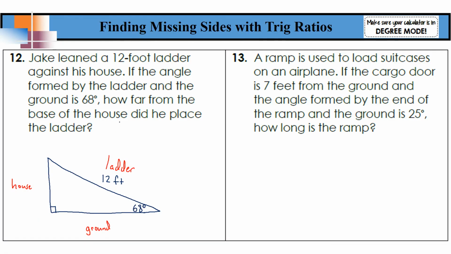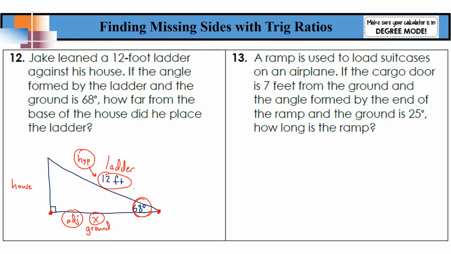And what they want us to find is how far from the base of the house did he place the ladder. Now the base of the house would be the bottom of the house right here, and where he placed the ladder on the ground is right here. So we're trying to find this distance along the ground. So we're going to mark that as x. Now let's go ahead and label these sides, right? Here's our acute angle, 68 degrees. We know that 12 feet is our hypotenuse here. And we know that our side labeled x is our adjacent side.